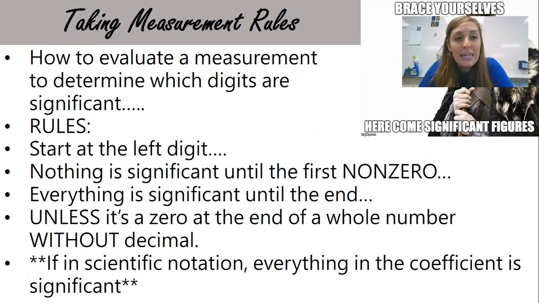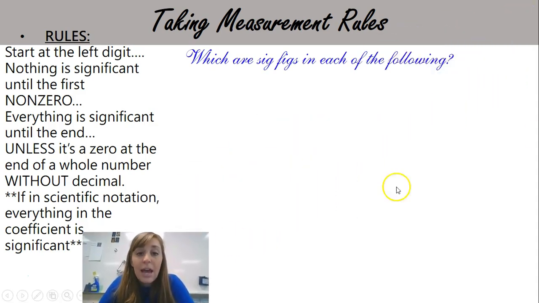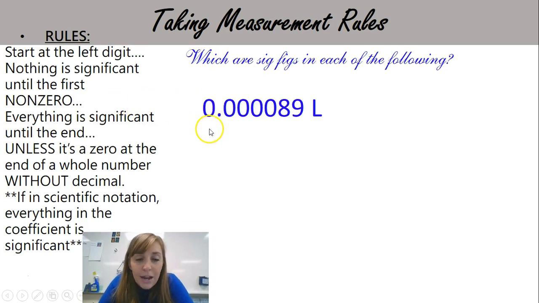So now let's take these rules, let's go through a few measurements, and let's determine which digits within that measurement are significant. So we are going to use the rules that we just established and go through each of these measurements. So the first one, 0.000089 liters. So you start on the left, and the first significant digit is the first non-zero. These are all zeros, they're not significant. So the first thing is going to be the 8.